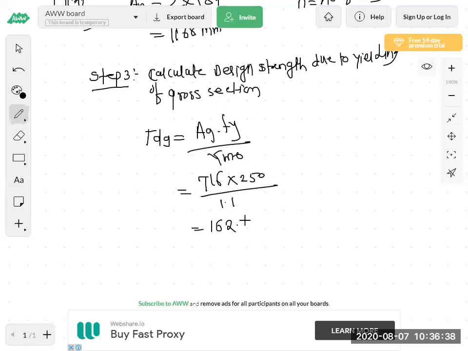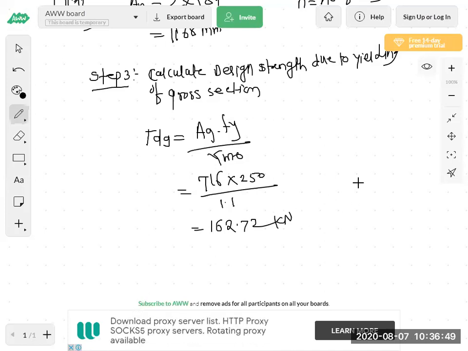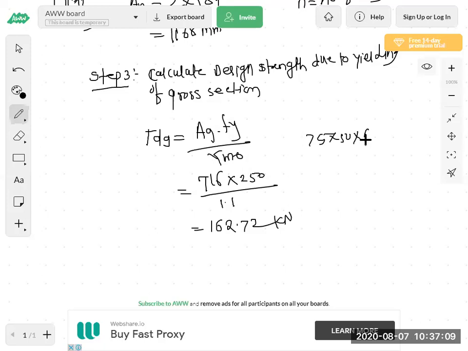162.72 kilonewton. Everyone has written this. The design strength due to yielding of gross section TDG is equal to AG Fy divided by gamma m naught. So here the gross area of the angle, the angle being 75 by 50 by 6, is 716 into 250 divided by 1.1. And the design strength is 162.72.